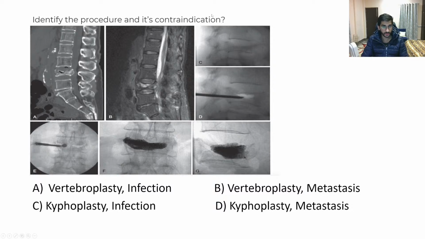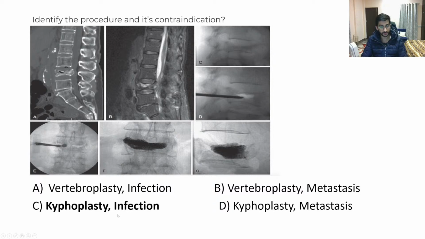So like all the contraindications were asked, infection remains the contraindication for this procedure. So the correct answer to this was C, kyphoplasty. The procedure is kyphoplasty and the contraindication of the procedure is infection. Medicine, in fact, is an indication to perform this procedure, kyphoplasty. And apart from infection, coagulopathy is also a contraindication for this procedure, as is any allergic reaction to bone cement, if present.